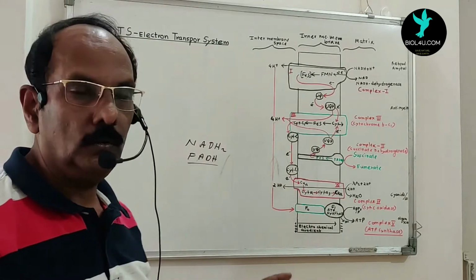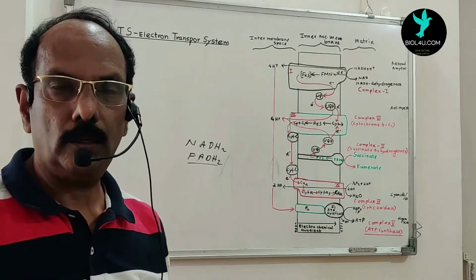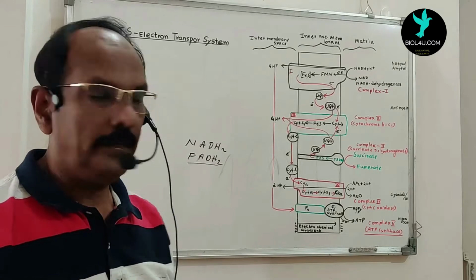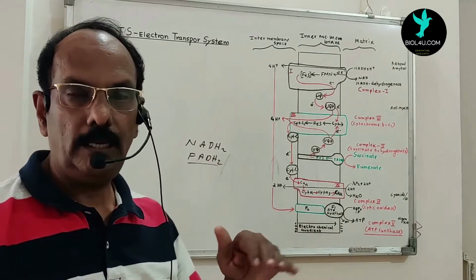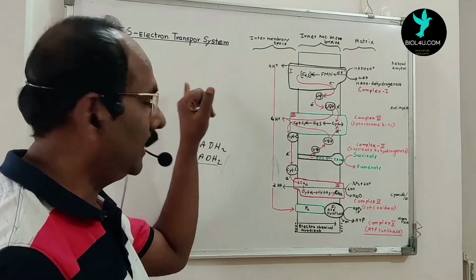NADH2 and FADH2 are formed during respiration, both aerobic and anaerobic. In glycolysis and the Krebs cycle, this NADH2 and FADH2 is formed. The energy has to be released from the NADH2 and FADH2. That is the aim of this electron transport system.